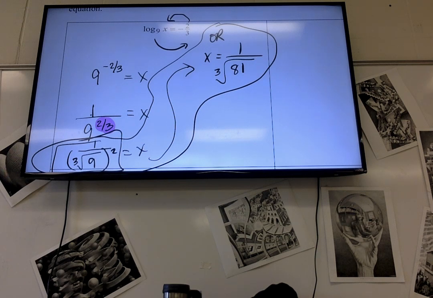So if they asked us for an exact value, we could leave it as either this one or this one. If it was on the ACT, which I don't think they'd do them like this, but it would probably be like this one. Like the top one? Yes. Just because it looks pretty.